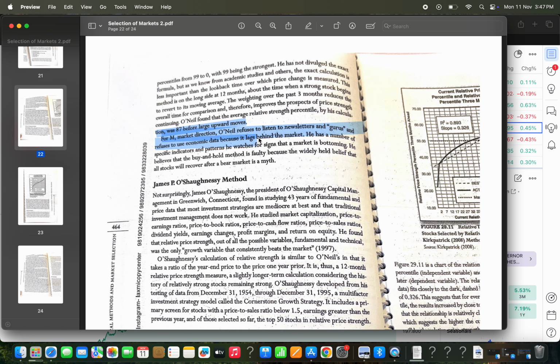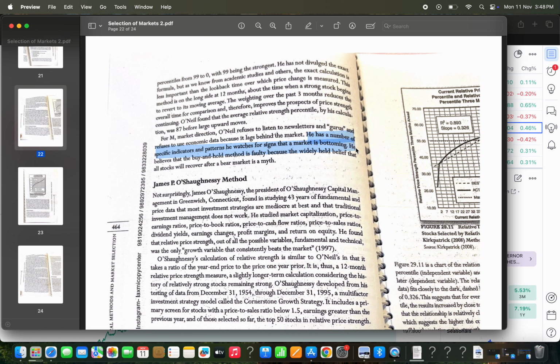For market direction, O'Neill refuses to listen to the newsletters and gurus and refuses to use the economic data because it lags behind the market, obviously. So, when you are using the economic data which is released, you need to keep one thing in mind: the price is always discounted, which means that the news which is being released in the market is already there with the market, and the market has already accounted for that particular news. So, that is not a valid thing to see when you are trying to find the market direction.